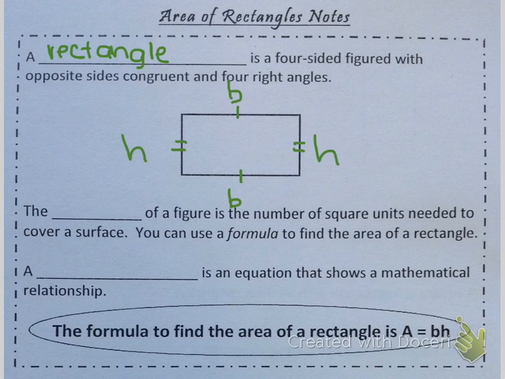The area of a figure is the number of square units needed to cover a surface. You can use a formula to find the area of a rectangle. A formula is an equation that shows a mathematical relationship. The formula to find the area of a rectangle is A equals BH, which means A equals base times height. The area of a rectangle is its base times its height. You may want to highlight that so it stands out on your paper.